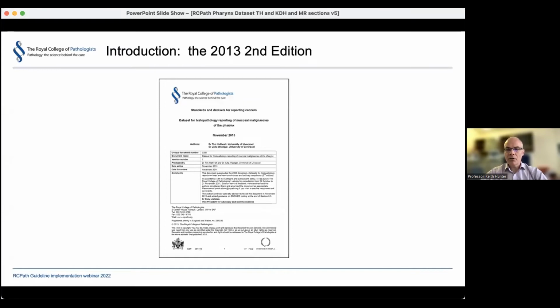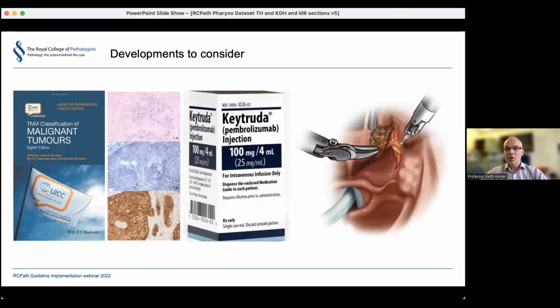So the starting point, as you can imagine, was the 2013 second edition of the dataset for reporting of mucosal malignancies of the pharynx, and had taken us really quite a long way to standardization of the reporting of mucosal malignancies in the pharynx. But we have, in the intervening time, which is now probably about 9 years or so, or perhaps even if you think a little longer for the evidence gathering for the 2013 dataset, maybe in excess of 10 years.